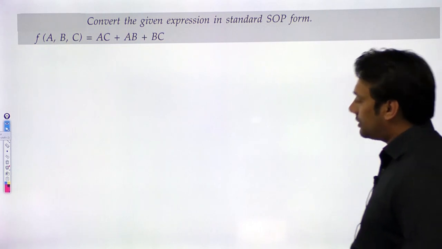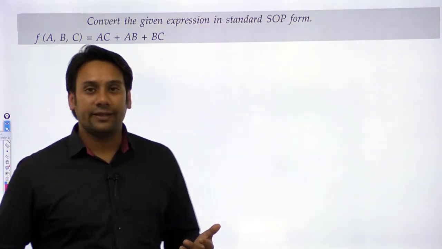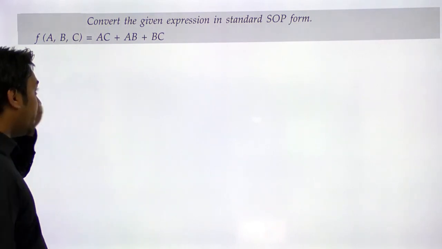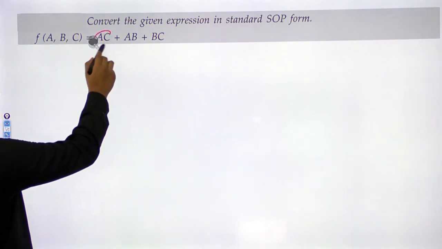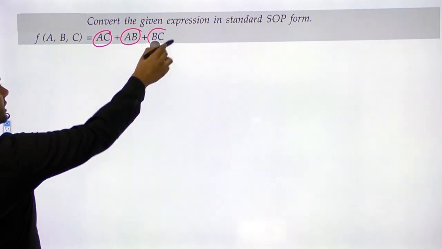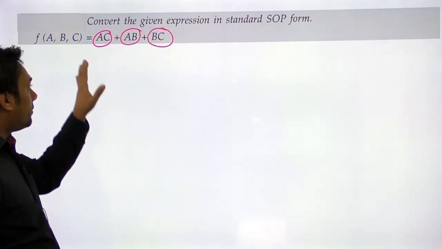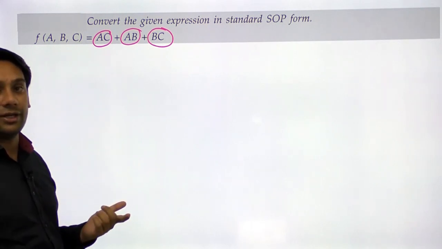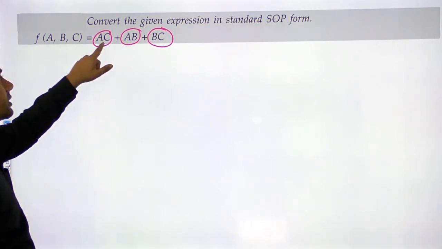So here this is giving us an expression, and this expression is a sum of product expression. This is an SOP expression, right? Why is it an SOP expression? Because it is a product term, it is a product term, and it is also a product term. But this is not representing your standard or canonical SOP. Why? Because in this product term B is missing.